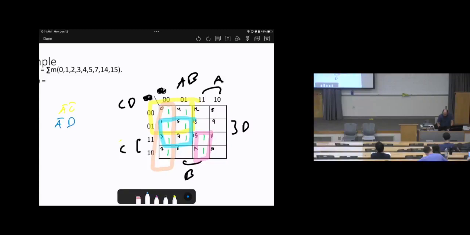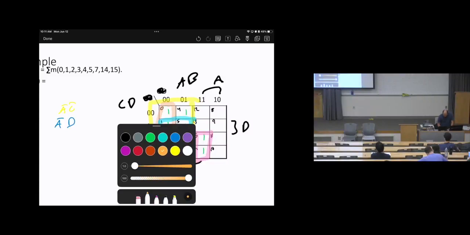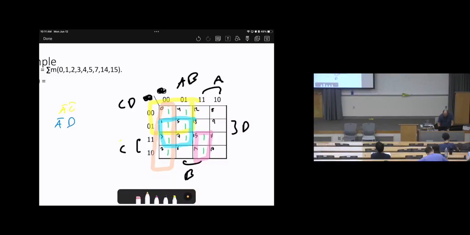Then let's look at the third loop, which is in orange color. Look at A. Here it's located in the A bar area, so it will be A bar. Look at B. Here is B, and here is B bar, so it will be within the B bar area. A bar, B bar. How about C? Sometimes C bar, so of course C is not an option. How about D? Sometimes D bar, so D is not an option. So it will be only A bar, B bar.